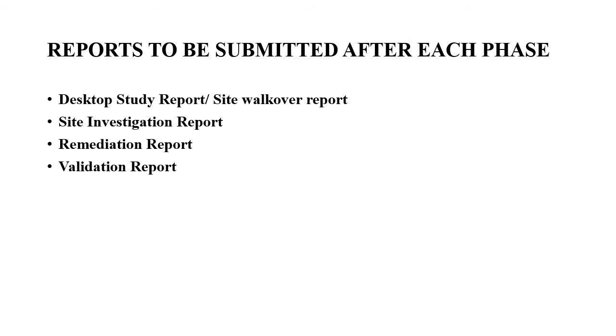So we have seen that there are 4 phases in the site investigation procedure for a contaminated land, and after each of these phases a report needs to be submitted to the authorized personnel, or to whoever we have to get the approval or the consent from. Now the first is the desktop study. After the desktop study you have to present a report. Now sometimes, parallel with the desktop study, we can even go and make a quick site visit also.